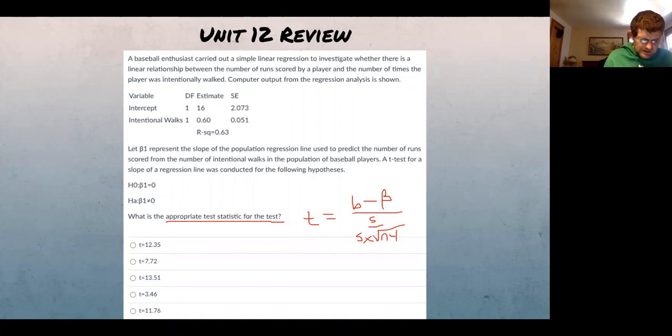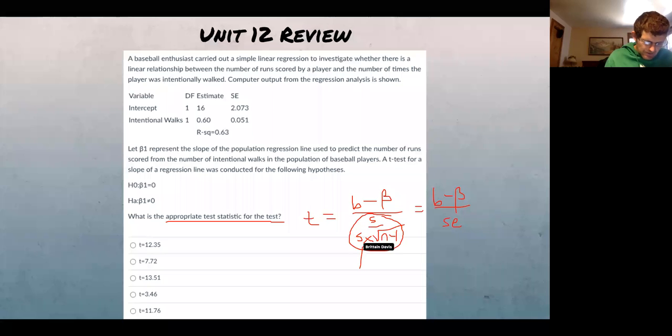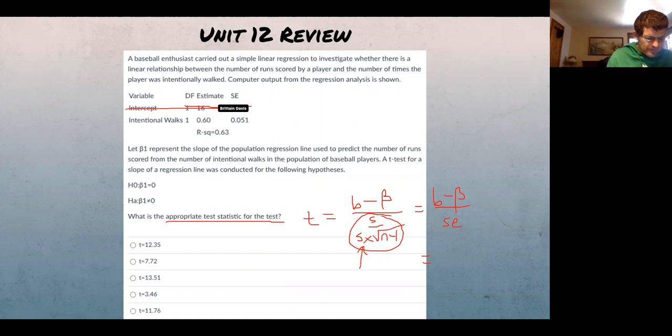And like I said at the beginning, this value we don't even need to worry about. I'm going to replace this with b minus beta over just the standard error, because they didn't tell me the standard deviation of the x values, so I can't use that. And that luckily makes our life a lot easier. This is found in the printout, so we don't care about the intercept. I want to remind you of that. The only values we care about: the estimate right here is our b, that's our slope, and this is going to represent our standard error, very conveniently labeled as standard error right there at the top.